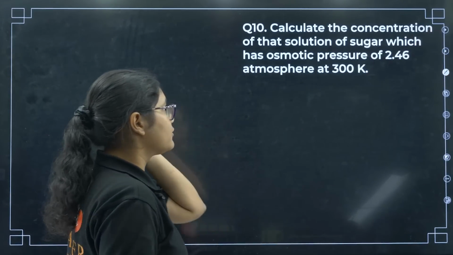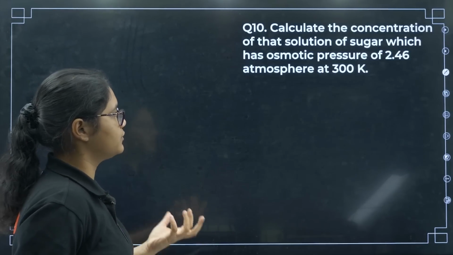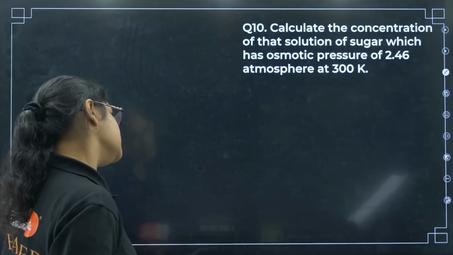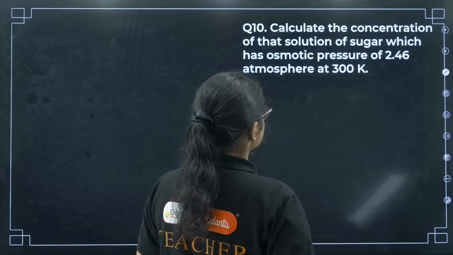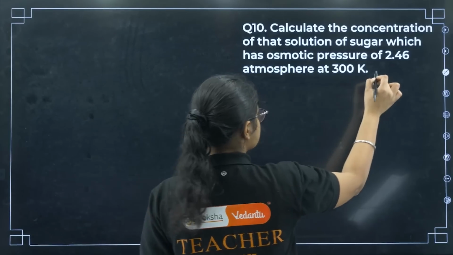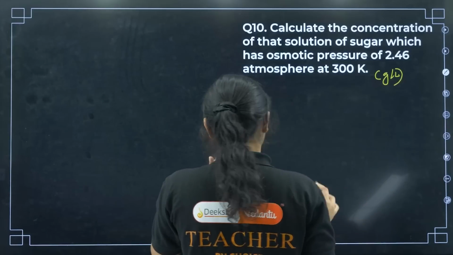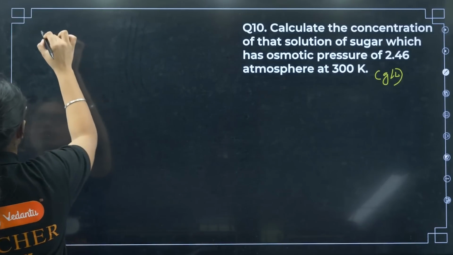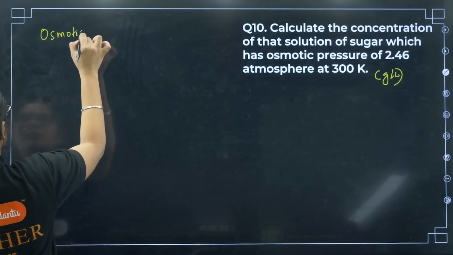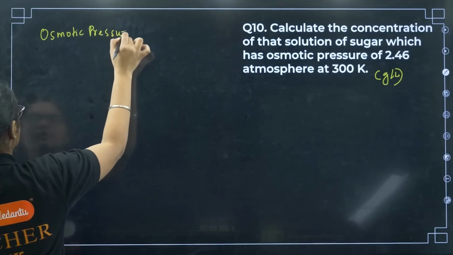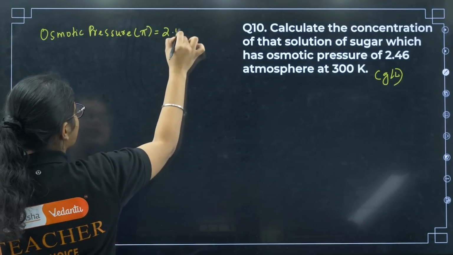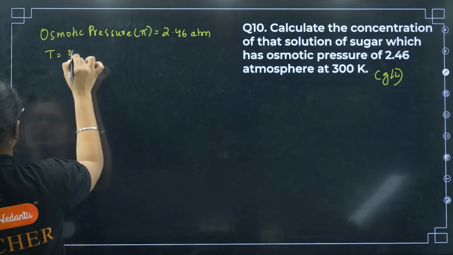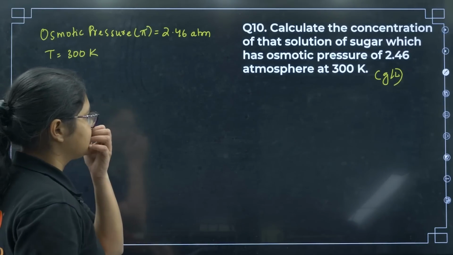Next, question number 10: calculate the concentration of that solution of sugar which has an osmotic pressure of 2.46 atm at 300 Kelvin. This is also very simple, you have to just calculate the concentration. Basically you have to calculate the concentration in terms of grams per liter. That is the trick in this question. So first of all, let me write down the values given. Osmotic pressure, denoted by pi, is equal to 2.46 atm. Next I have temperature equal to 300 Kelvin. That's all.